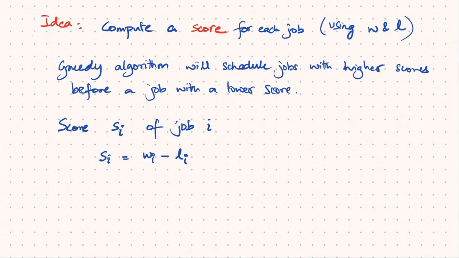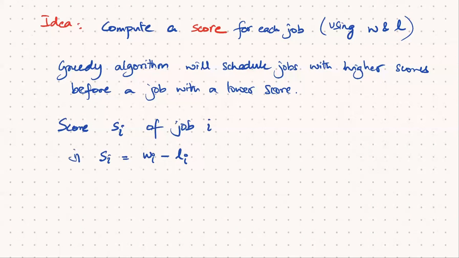And it was the opposite for the length. We wanted the jobs which had a higher length to be scheduled later. So a larger length should get a lower score. That's why we have this minus Li here. This would ensure that. So this is one possibility.